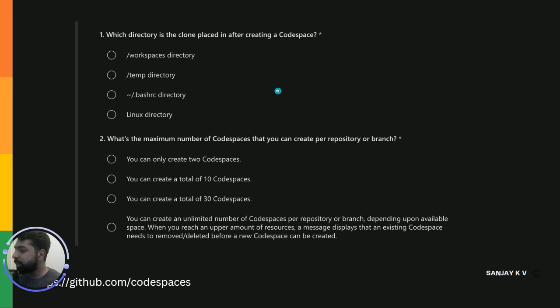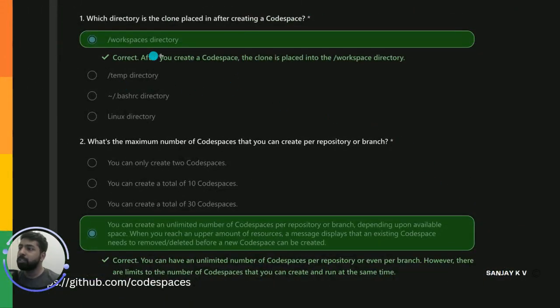Now let me take you into some basic understanding, because now it's time for a game. Pause the screen and try to answer this. Which directory is the clone placed in after creating a Codespace? Let's look into the answer. The answer is the workspace directory. This is where they have been creating a Codespace. What's the maximum number of Codespaces that you can create per repository? It's an unlimited number of repositories, but it depends upon available space and the plan which you are on right now. All right.